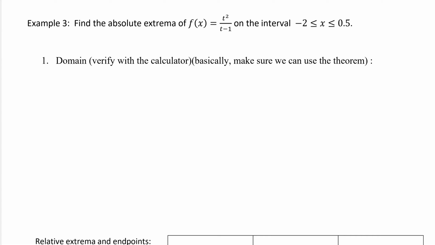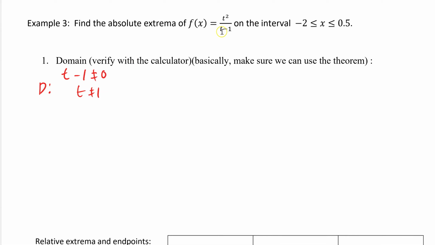Let's try another example now of using the extreme value theorem. So we want to find the absolute extrema of this function, but we have a domain issue. Our denominator here, t minus 1, cannot equal 0, so t cannot be 1. So we know our domain is all real numbers except for 1. So now we can go and do our problem.